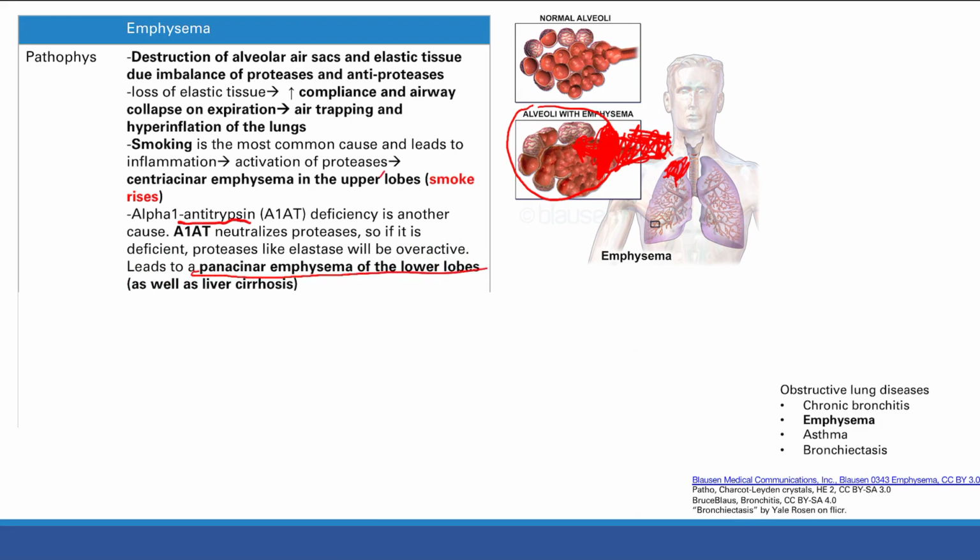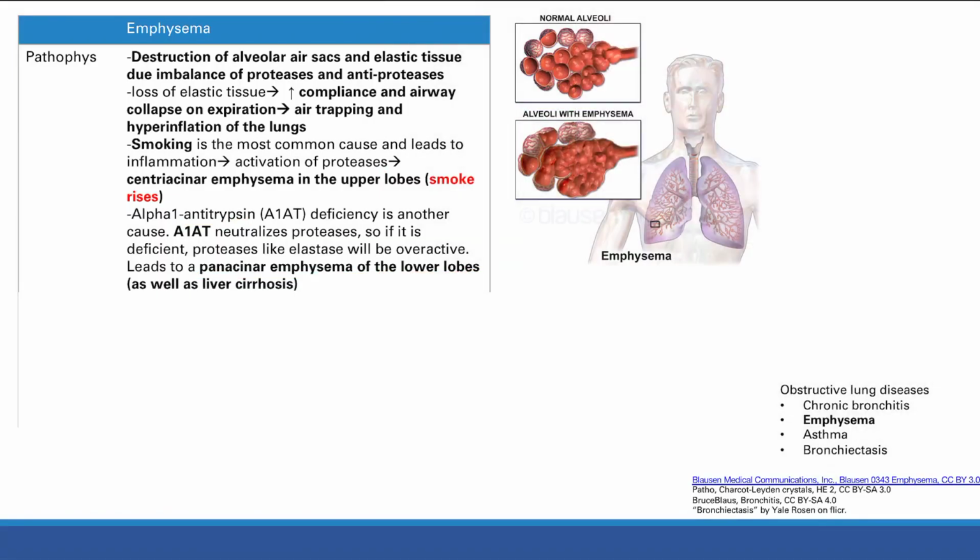Okay, smoking, upper lobes; alpha-1 antitrypsin deficiency, lower lobes, and it's all of it. All of it gets damaged because now you have proteases everywhere. They're going to be all active. You're going to get this damage, and you're going to get the emphysema, a pan-acinar emphysema.